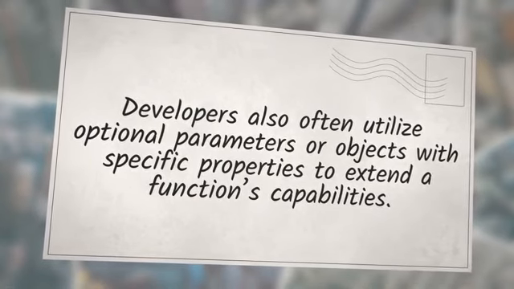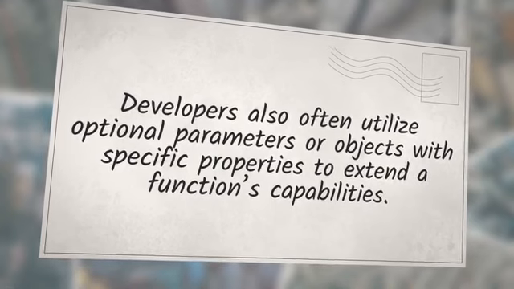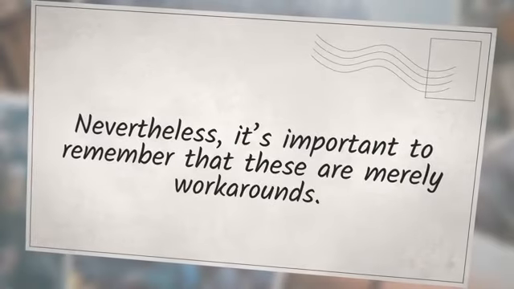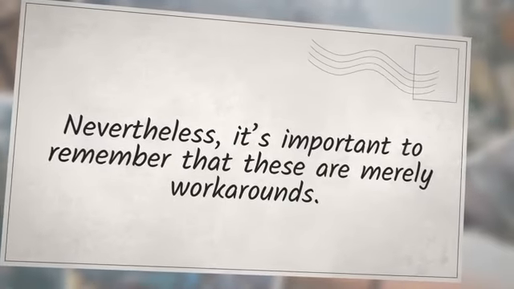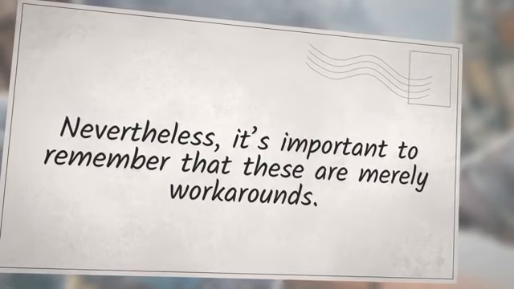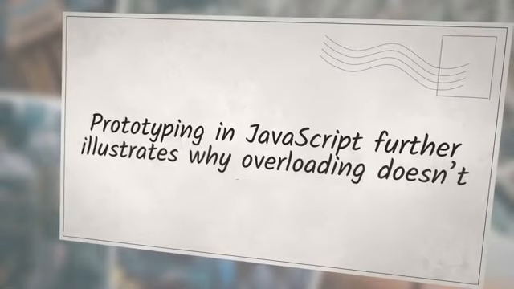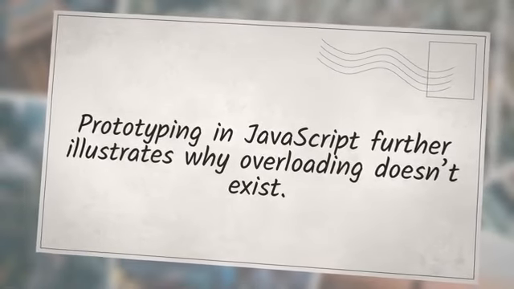Developers also often utilize optional parameters or objects with specific properties to extend a function's capabilities. Nevertheless, it's important to remember that these are merely workarounds. They are pseudo-overloading efforts that do not involve genuine overloading in the way other languages implement them. Prototyping in JavaScript further illustrates why overloading doesn't exist.